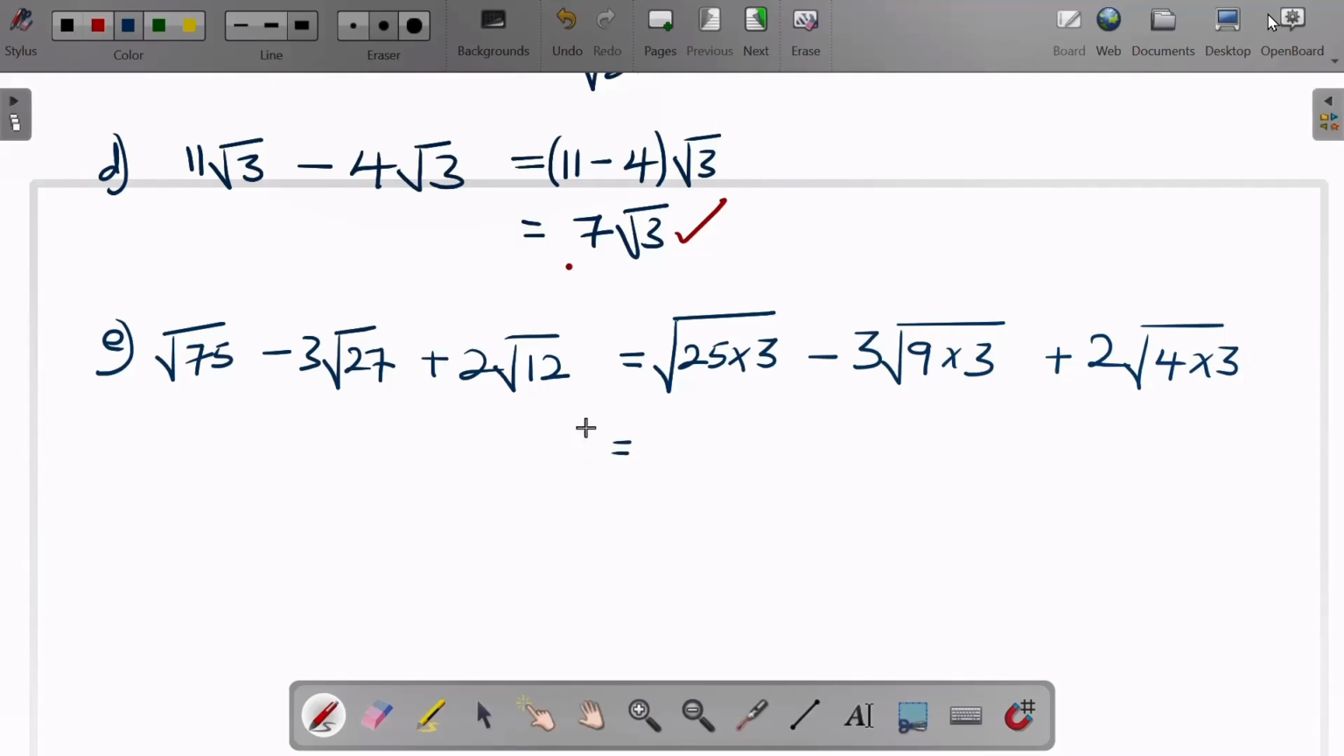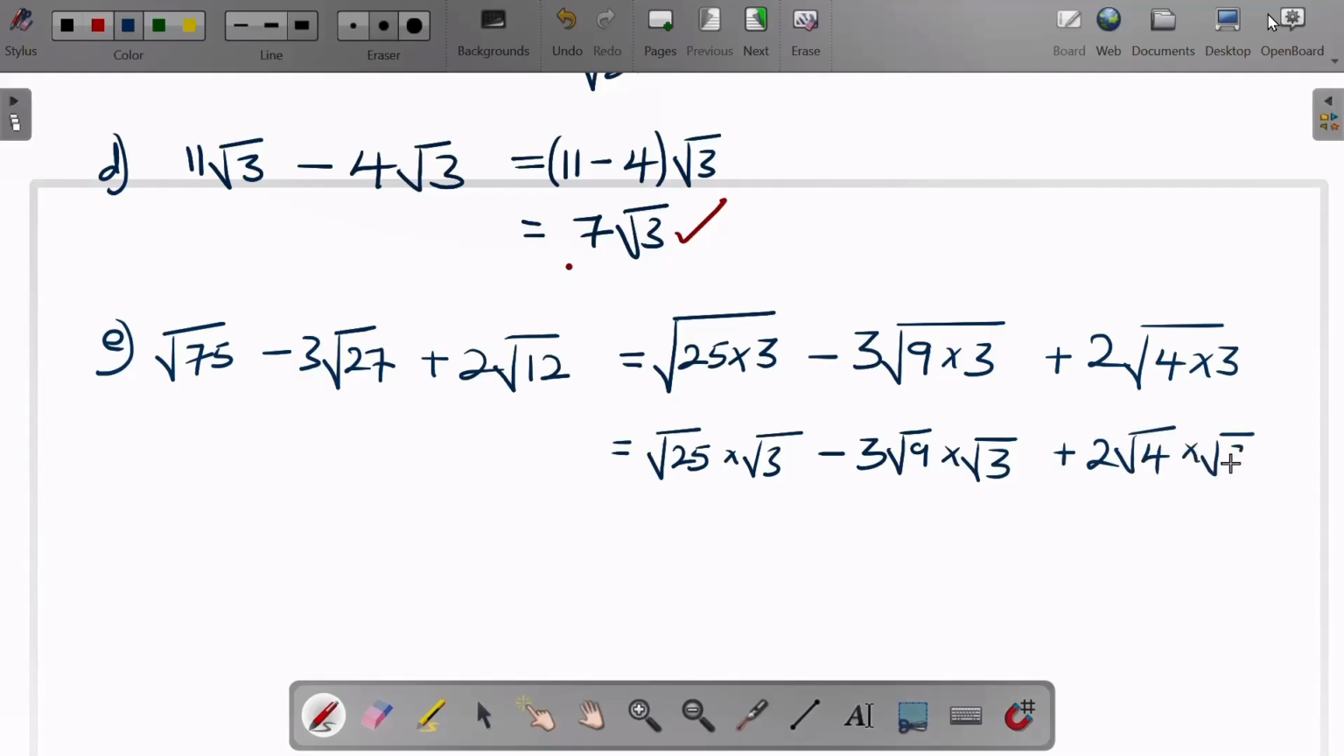As we simplify, this is the same as having the square root of 25 multiplied by the square root of 3, minus 3 square root of 9 multiplied by the square root of 3, plus 2 square root of 4 multiplied by the square root of 3. So we have been distributing the square root for the values that are under the root.